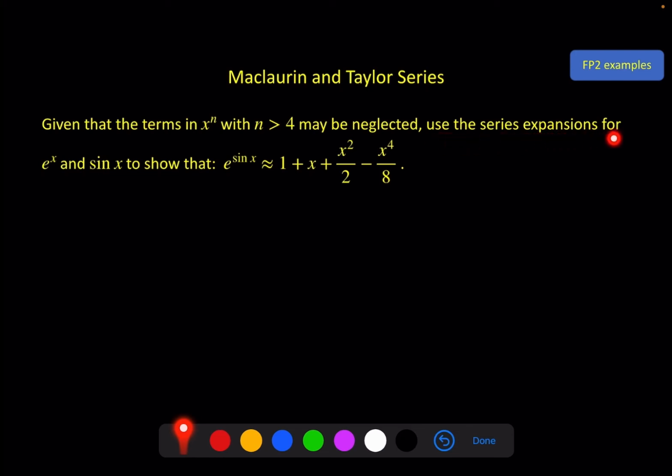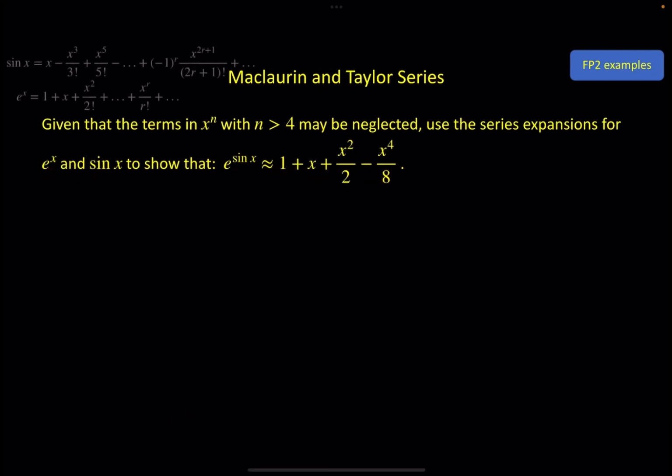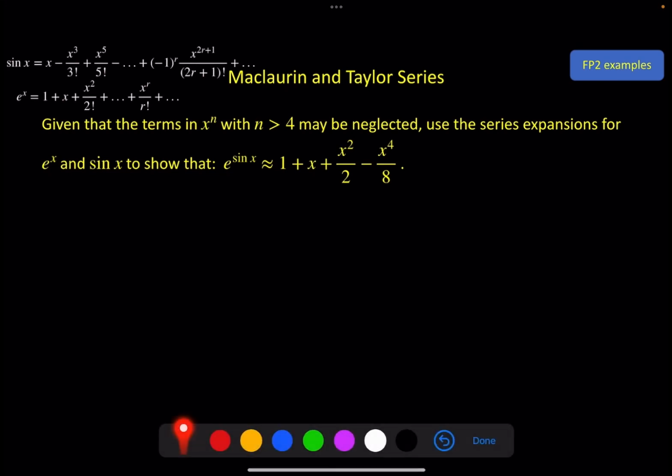Use the series expansions for e to the x and sine x to show that e to the sine x is approximately this expression here. So we're going to need e to the x and sine x expansions. Here they are. Now to do this, I'm going to look at sine x first and put that expansion into the e to the x expansion. But we need to be careful, because this is really going to help us. Don't forget about this as we do this.